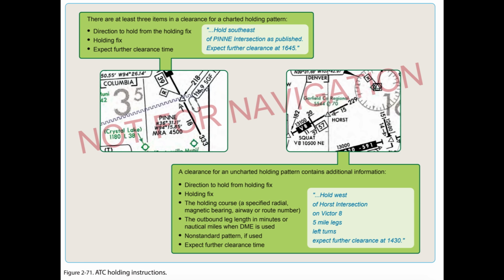Figure 2.71. When approaching the clearance limit and you have not received holding instructions from ATC, pilots are expected to follow certain procedures. First, call ATC and request further clearance before reaching the fix. If further clearance cannot be obtained, pilots are expected to hold at the fix in compliance with the charted holding pattern. If a holding pattern is not charted at the fix, pilots are expected to hold on the inbound course using right turns. This procedure ensures that ATC provides adequate separation.